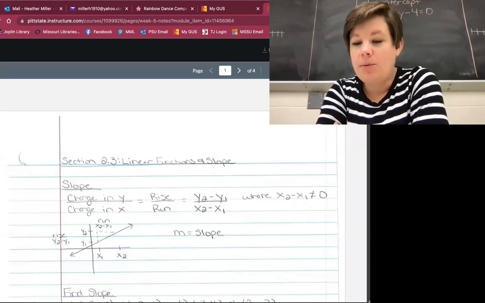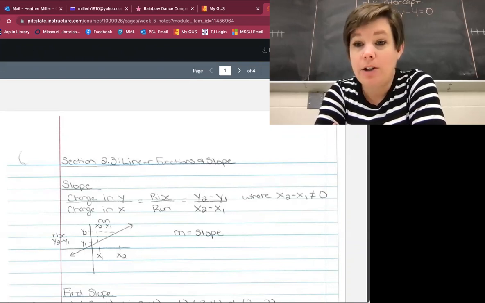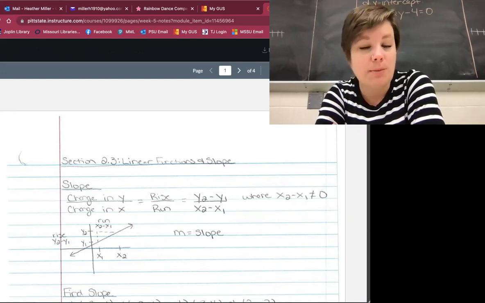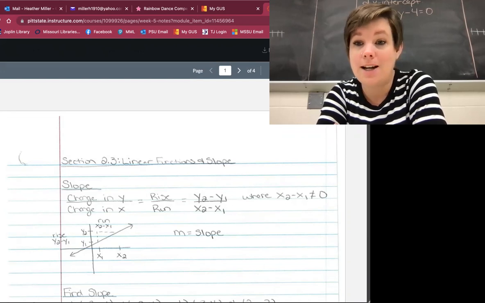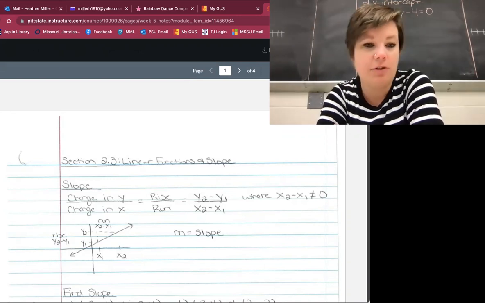Hey guys, so today we're going to be in chapter 2, section 3, which is all about linear functions and slope. If you look at the word linear, you notice that it starts with the word line, and that's what it means. A linear function is a line. So we're going to learn about the slope of lines today and how to find them and use them to graph and all this kind of stuff.